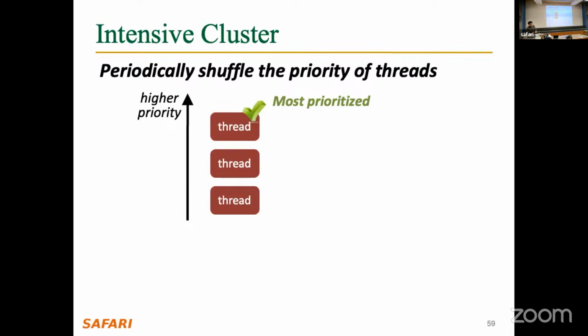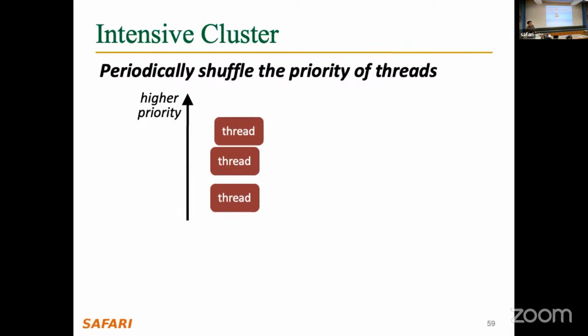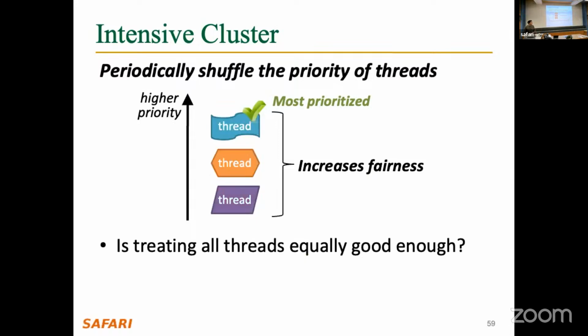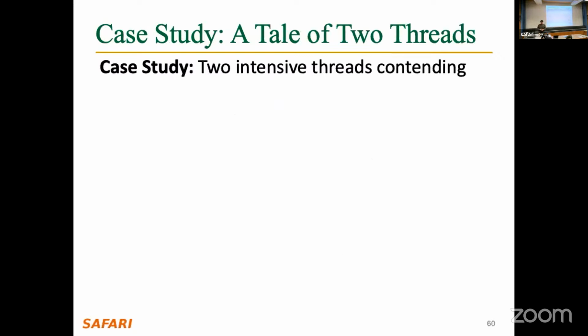So how do we do shuffling? We want to periodically shuffle these memory intensive threads so they get priority over others in certain regions of time. And this will increase fairness, but this is not good enough because they have different tolerance to being prioritized over others. I'll explain this in the next slides pictorially so it will become more clear. If we give them equal turns, they don't get the same slowdown, because these are different threads with different memory access patterns. So we will look at this over an example.